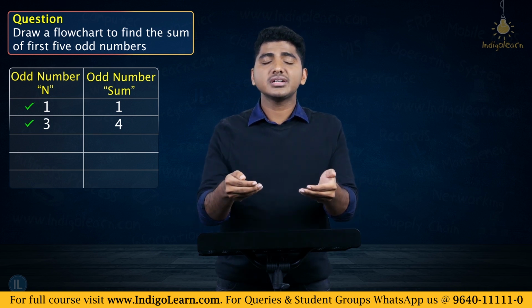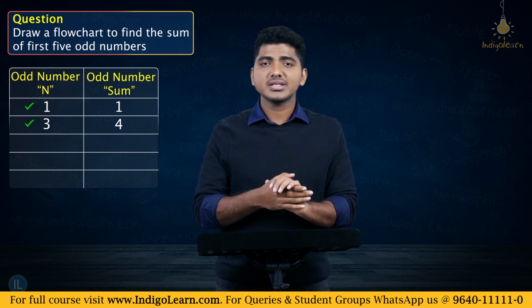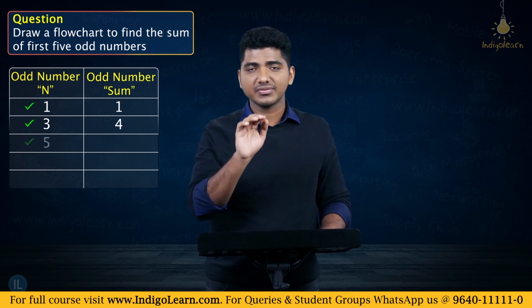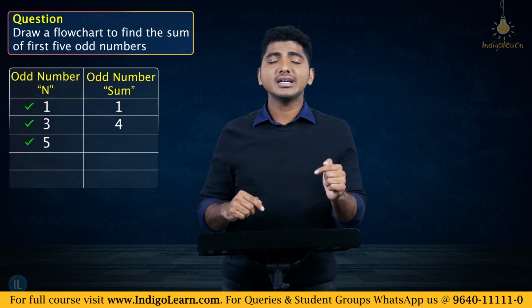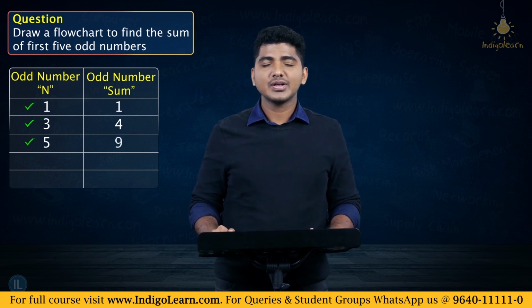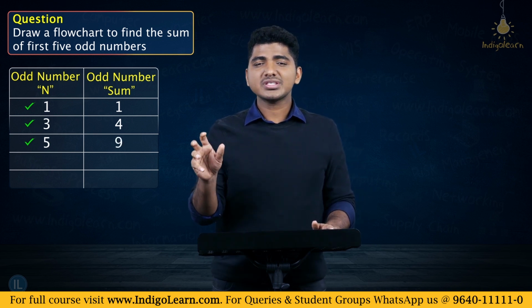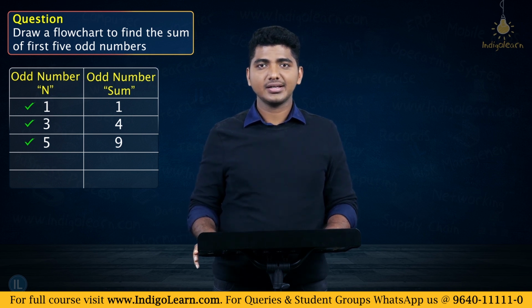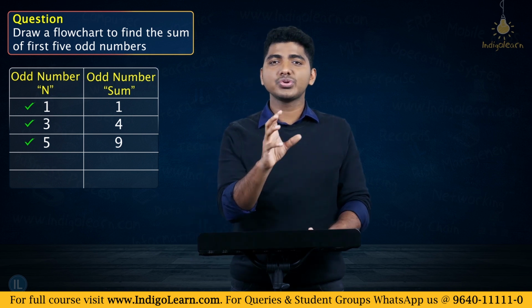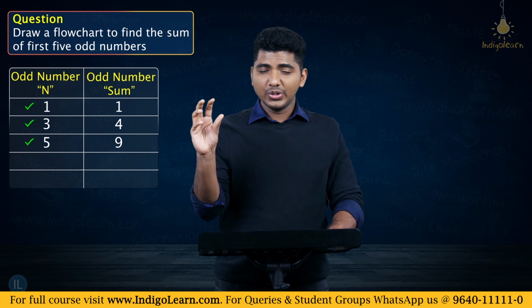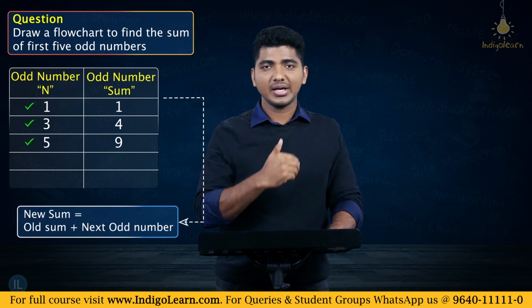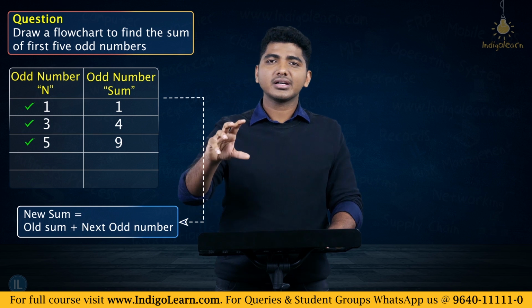Now the next, third step. What is the third step? That is 4 plus the next odd number. What is the next odd number? That is 5. So 4 plus 5, I will get the next sum. So can I say that new sum is nothing but old sum plus next odd number? I repeat the line again because this is the crucial logic in this sum. New sum is nothing but old sum plus next odd number. It is simple, like a cricket score.